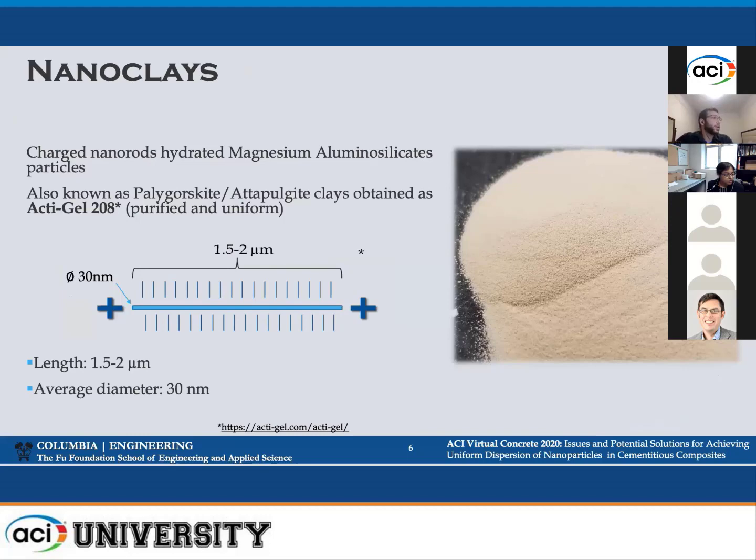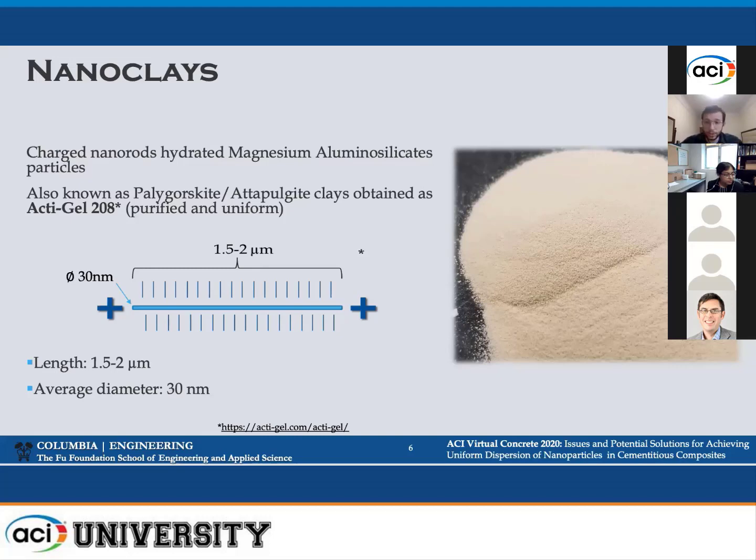So nanoclays are charged nanorod hydrated magnesium aluminosilicate particles. They're also known as palygorskites or attapulgite clays. The form that I'm presenting here is a commercially available one under the name Acti-Gel 208, and it's basically a highly purified and uniform form of the nanoclays. The nanoclays have a length of 1.5 to 2 microns and a diameter of 30 nanometers. They exhibit negative charges along their length and positive charges along their ends, and that's what creates their interesting rheological properties.